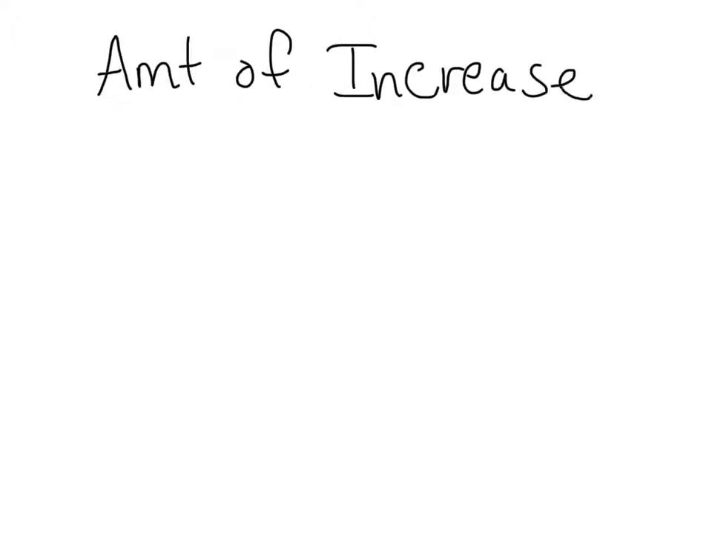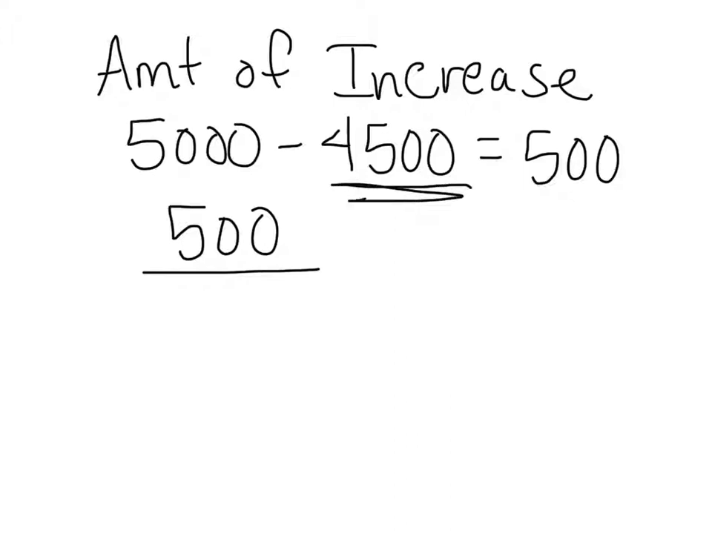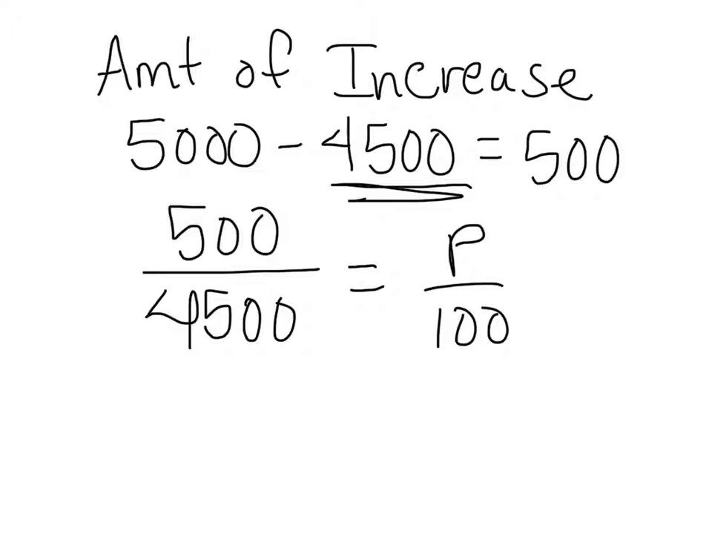So this is where we need to know the amount of the increase first. And so we have to do some subtraction. We have to take 5,000 minus the 4,500, and we find out that the amount is $500. So that is our A. Now the B is the original amount, the base amount. Where did it start? If it increased, it started at the 4,500. So it's going to be 500 over 4,500 equals P over 100.